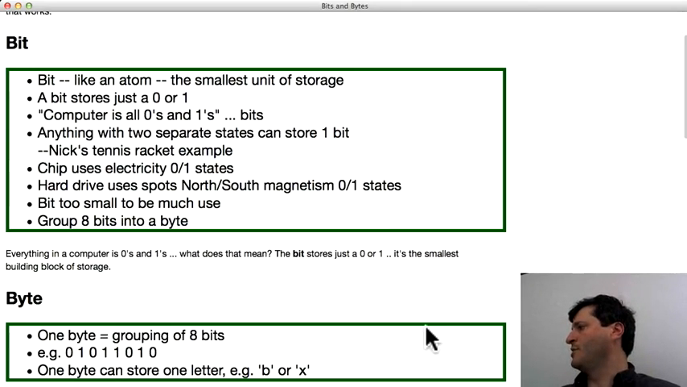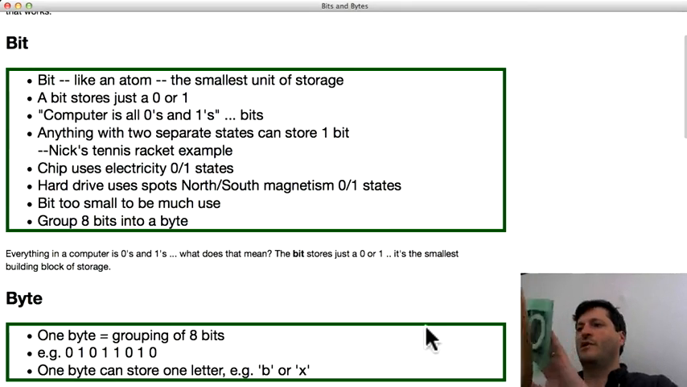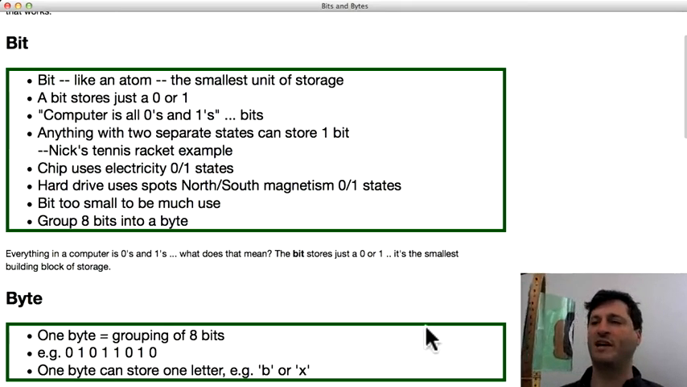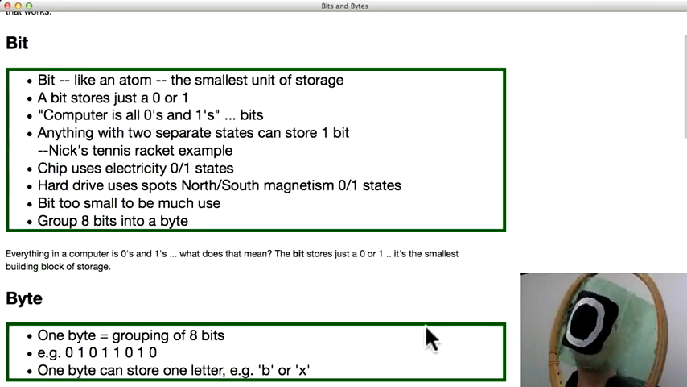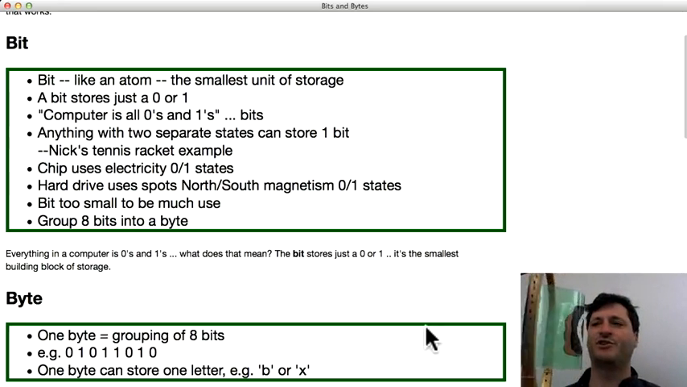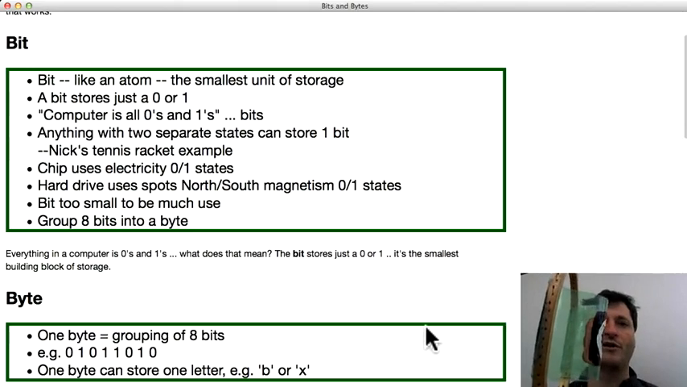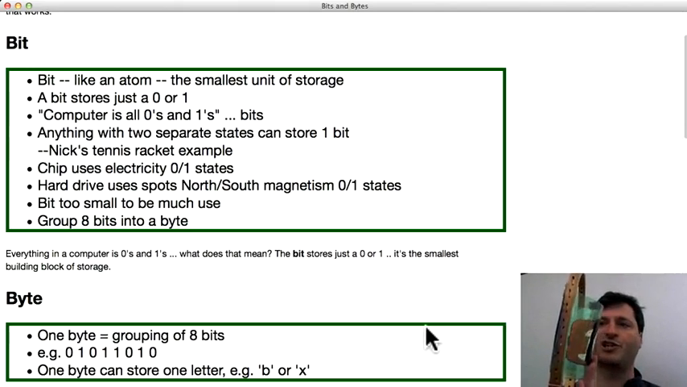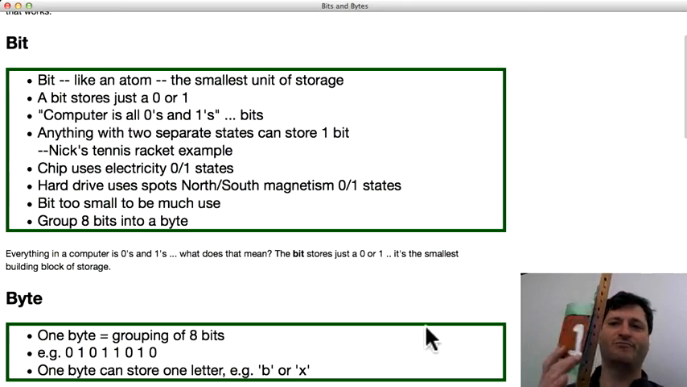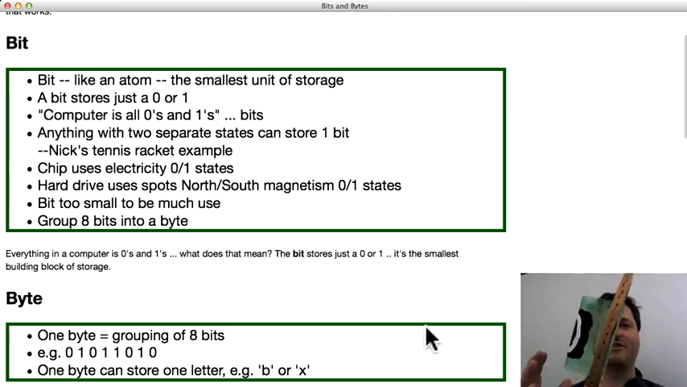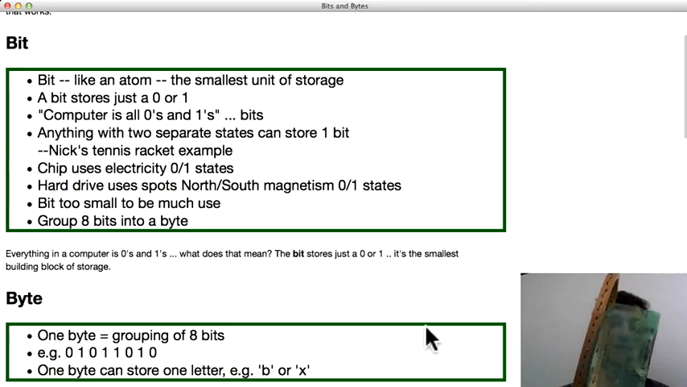Just as a prop, I've built this bit here. This is a bit made out of a tennis racket with some plastic in it. The way this works is that it has two different states. I'm going to call this state the 0 state. And then I could push it into the other state. There you go. The plastic snaps and it stays. We'll call that the 1 state. So I could switch it back to 0. There's 0. Turn around. There's 1.